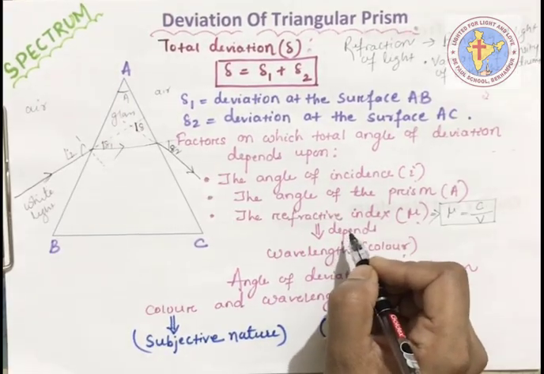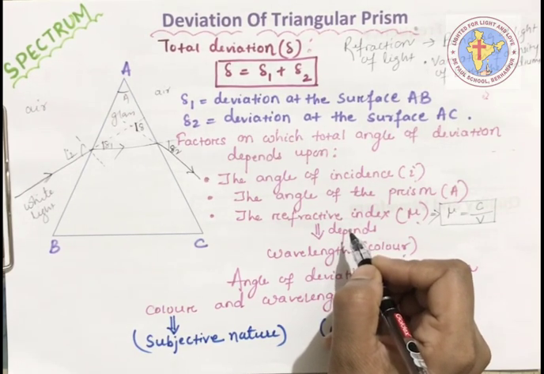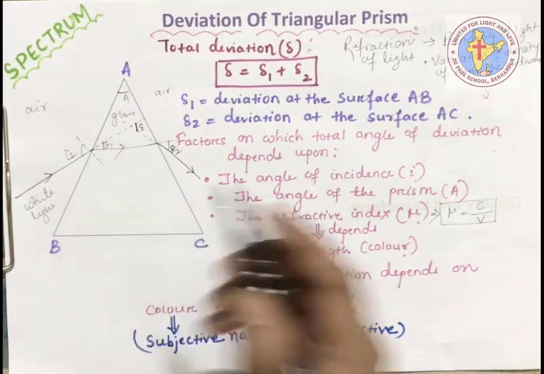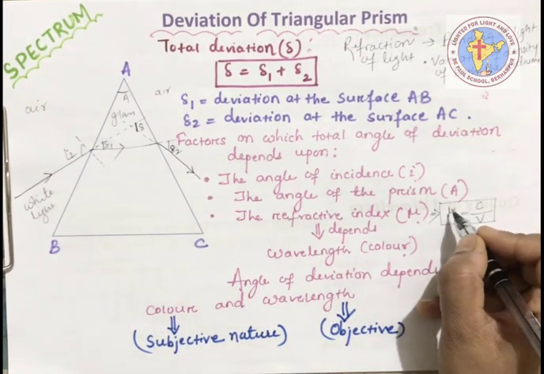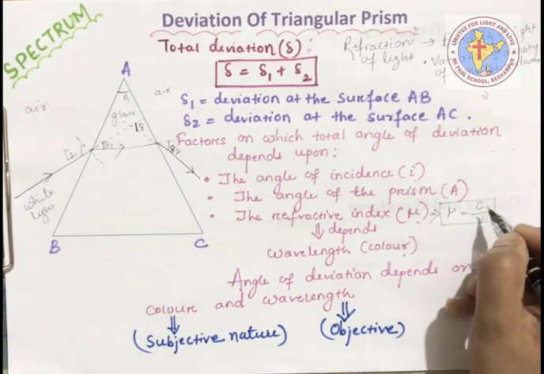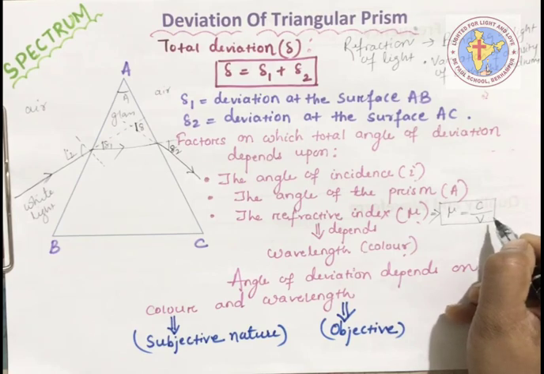The refractive index is nothing but the measure of the bending of light when a ray of light is passing from one medium to another medium. It is also denoted by the symbol mu, and it can be defined as mu is equal to the ratio of the speed of light in air to the speed of light in any medium. So this c is the speed of light in air and v is the speed of light in the medium.